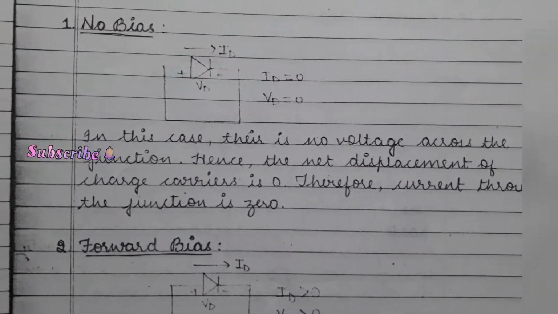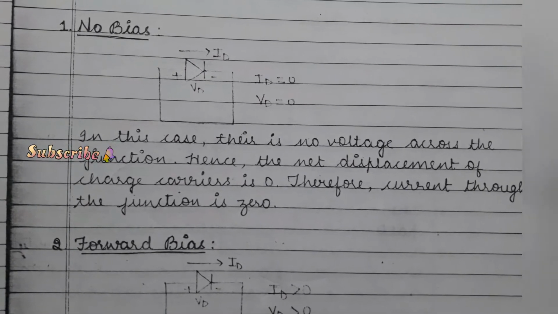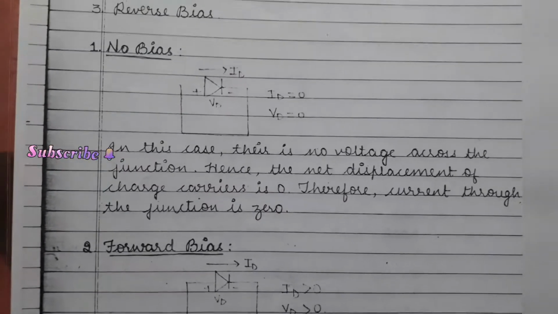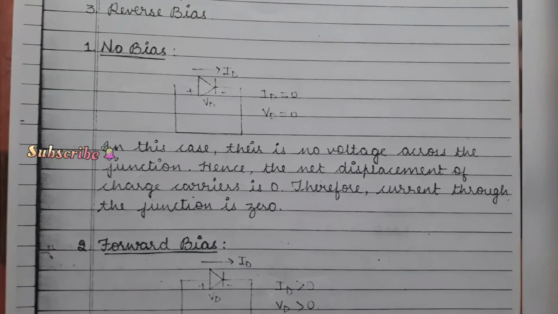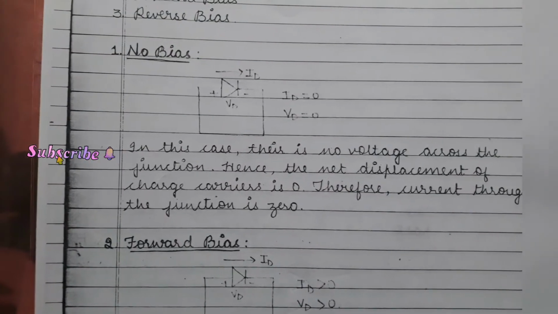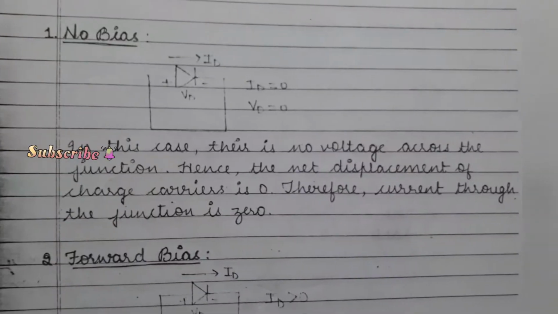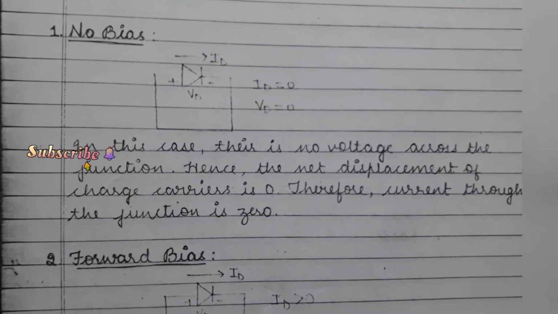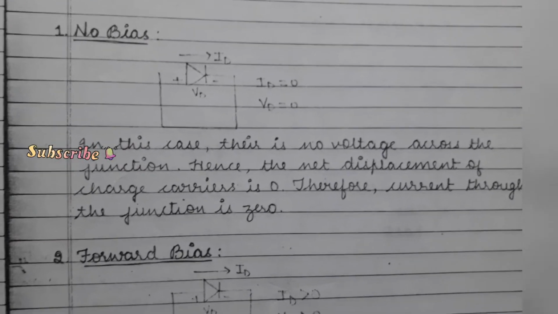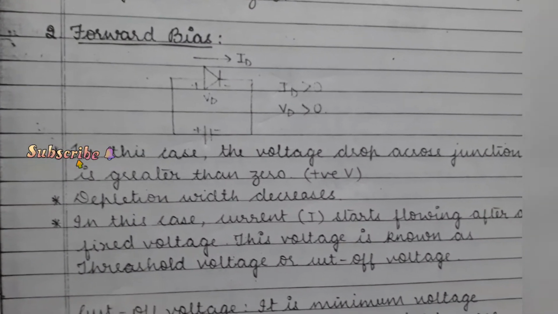In this figure we understand the no bias circuit. In this case there is no voltage across the junction, hence the net displacement of charge carriers is zero, therefore the current through the junction is zero. So no bias is not very useful in an electronic circuit. Now the second one is forward bias.